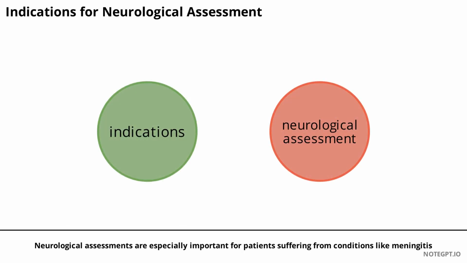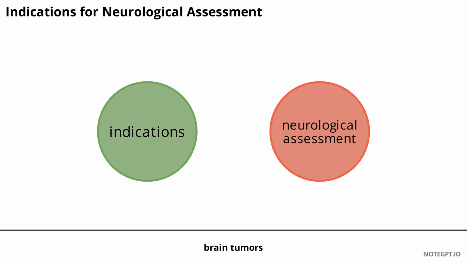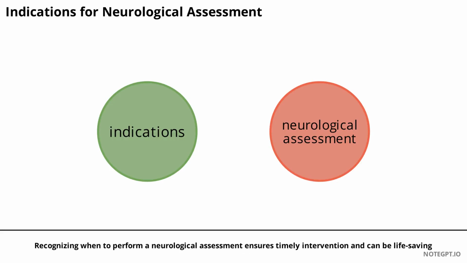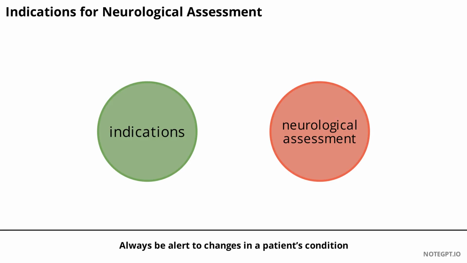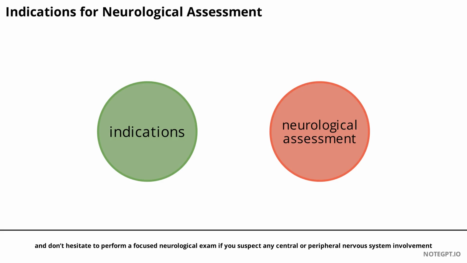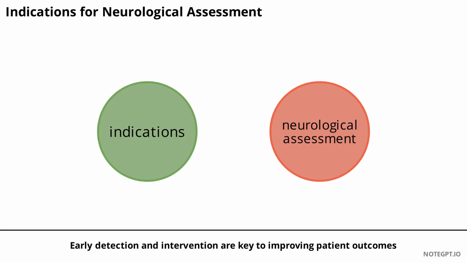Neurological assessments are especially important for patients suffering from conditions like meningitis, head injury, brain tumors, unconsciousness, high-grade fever, tetanus, or coma. Recognizing when to perform a neurological assessment ensures timely intervention and can be life-saving. Always be alert to changes in a patient's condition, and don't hesitate to perform a focused neurological exam if you suspect any central or peripheral nervous system involvement. Early detection and intervention are key to improving patient outcomes.